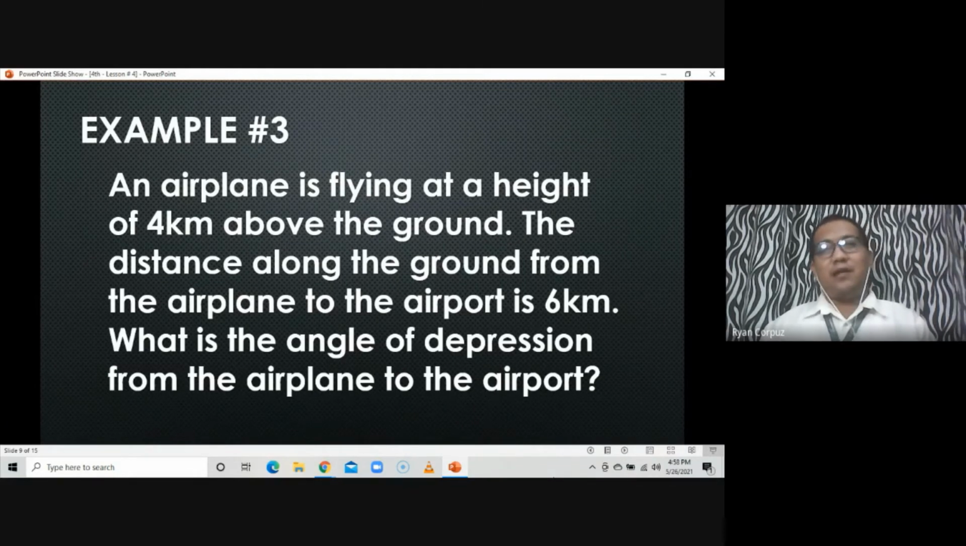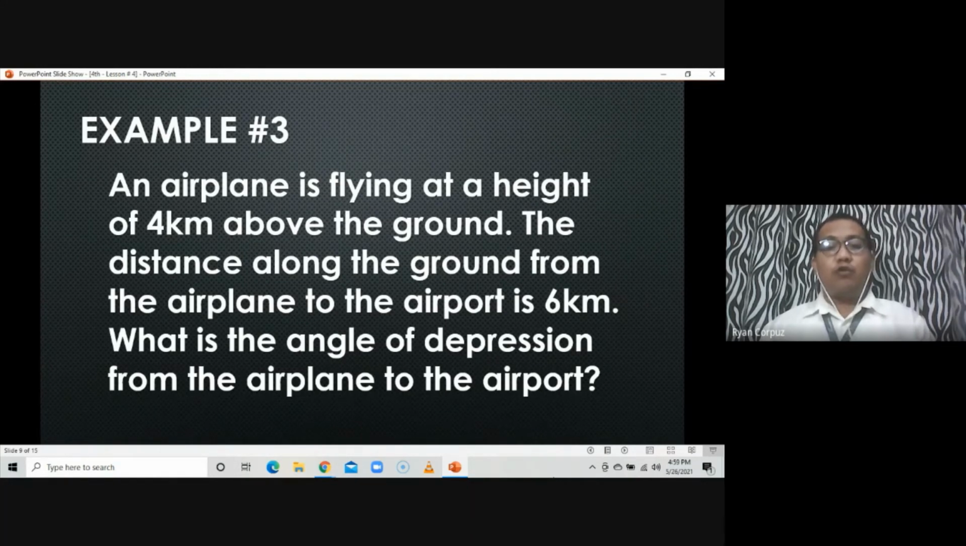Sabihin na natin that the observer is the pilot of the plane. Let us assume that the observer is the pilot of the plane. So, sabi nga natin kanina, para mas madali nating masolve yan, we have to draw an illustration for us to visualize what is happening in the problem.